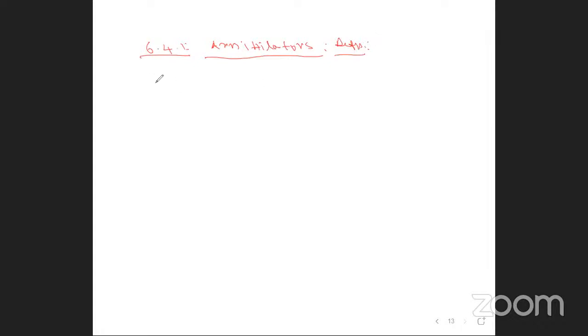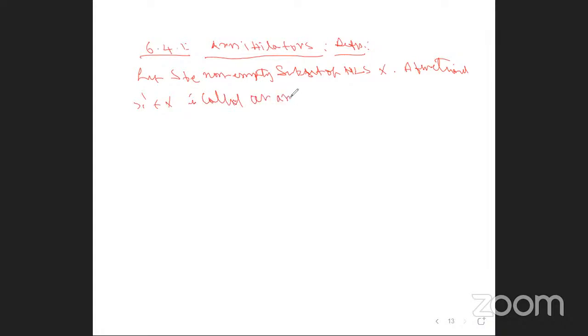Let S be a non-empty subset of normed linear space X. A functional x dash belonging to X dash is called an annihilator of S if x dash of x equals 0 for all x belonging to capital X.